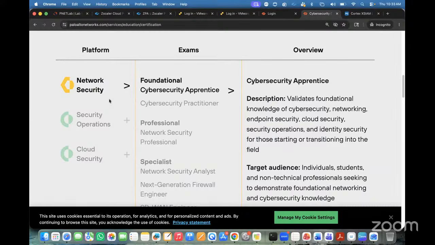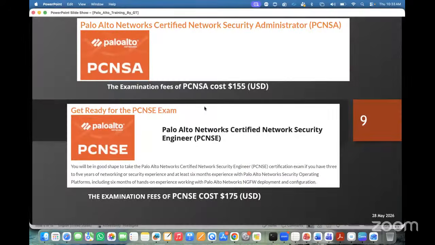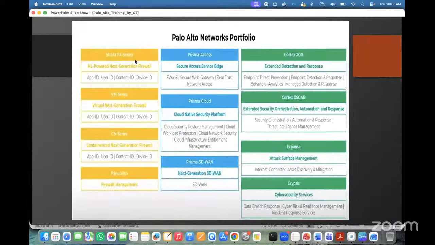So you have to design your track. I want to become a network security. I want to become a security operations. I want to become a cloud security. So I discuss all three modules in this slide. So this is the cloud, this is the network, and this is the security operations.